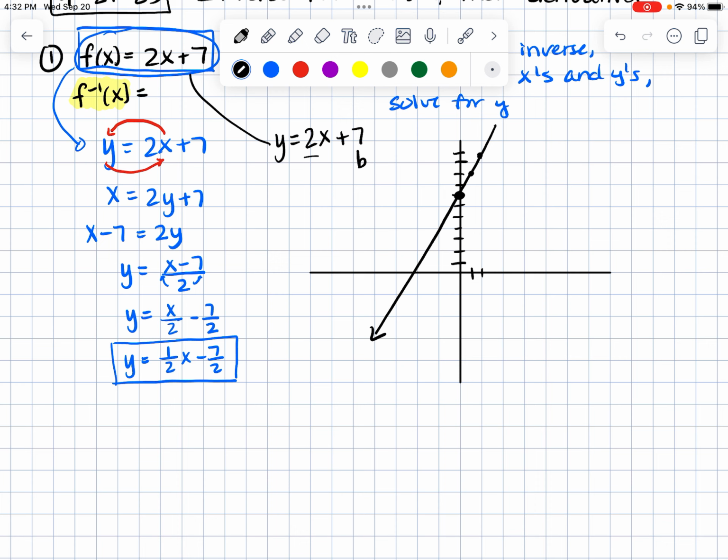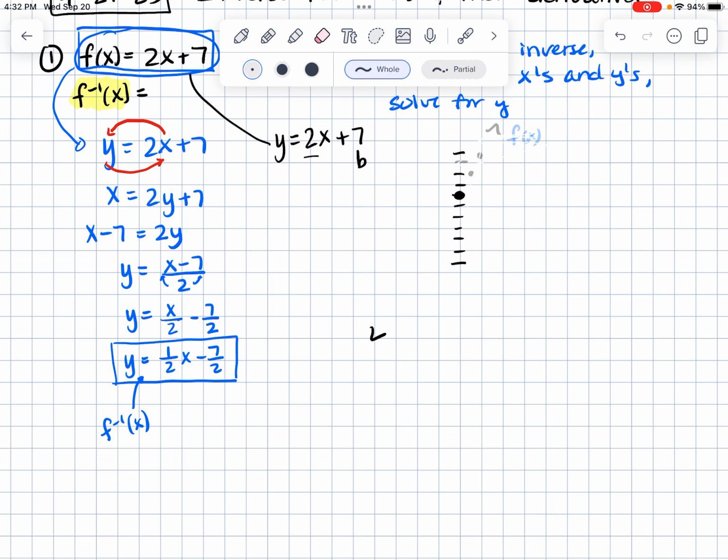I kind of want you guys to see what's going to happen here. So this we call f of x. All right, now how do I graph its inverse? Remember, we said this was the inverse function. I should have rescaled this. This is going to be a nightmare. I'm going to rescale this.